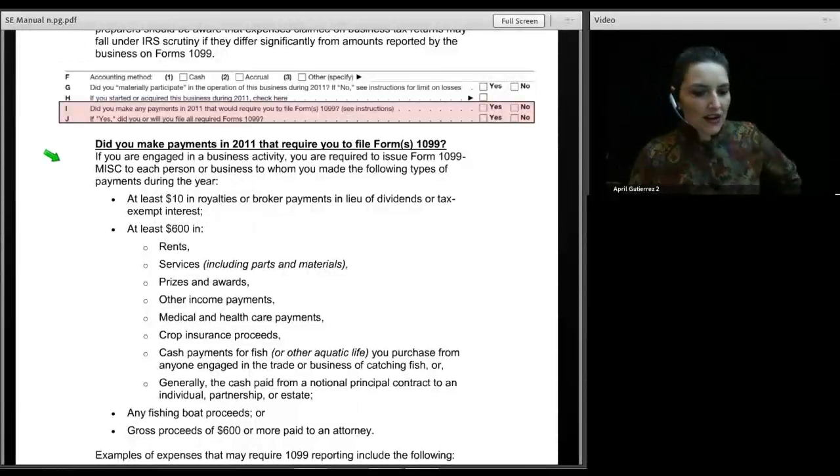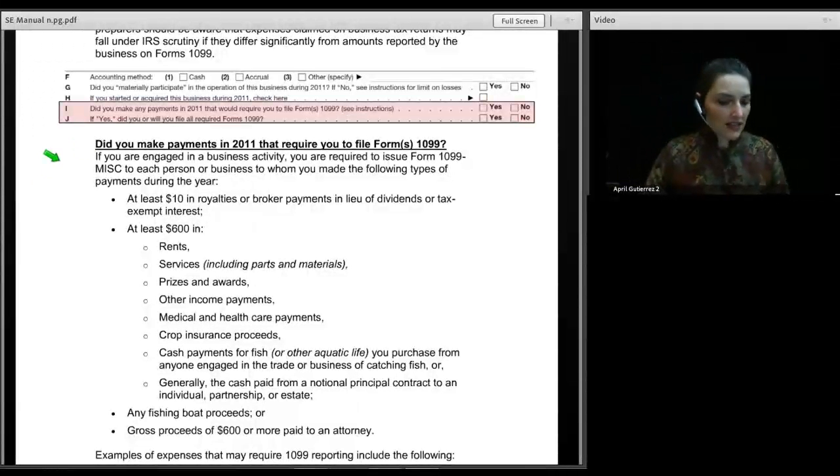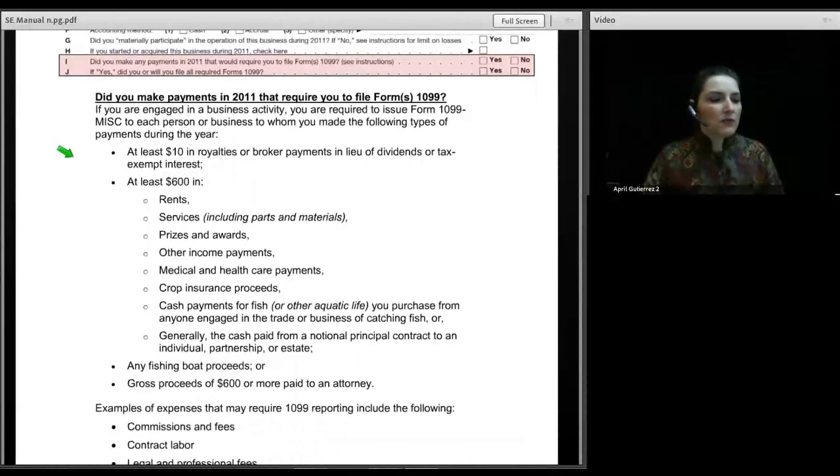And if you are engaged in a business activity, you are required to issue Form 1099 miscellaneous to each person or business to whom you made the following types of payments during the year. Now, for most of what we do, we're talking in the context of non-employee compensation, but there are other kinds of income reported on 1099 miscellaneous. Among those are rents and royalties. So if you paid at least $10 in royalties or broker payments in lieu of dividends or taxable interest, that triggers a requirement for the form.